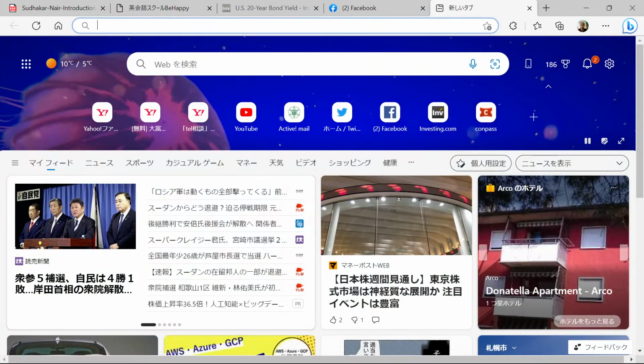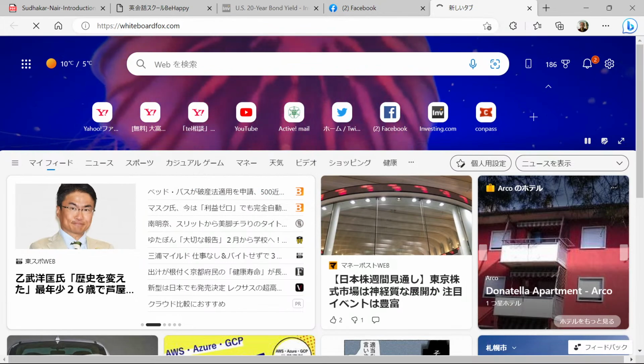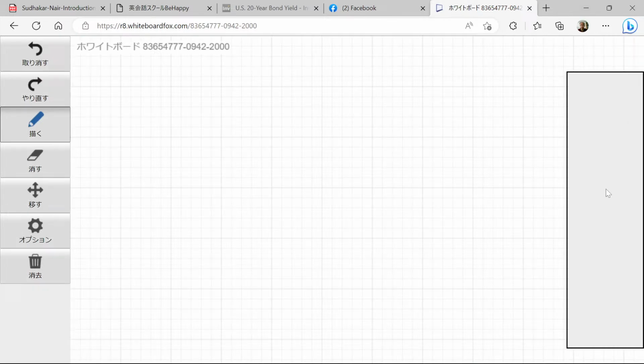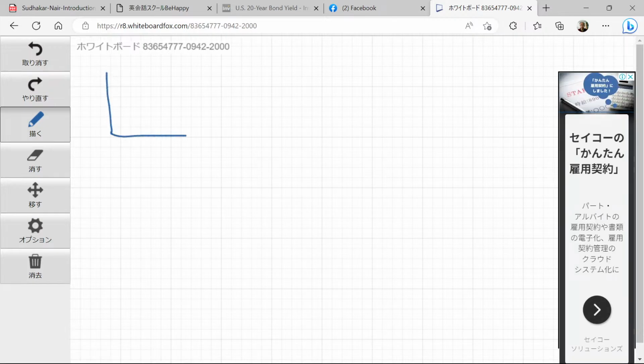Actually, it's simple. So I can use whiteboard. Unfortunately, they started putting ads here. Let me see. See here. I don't think we had this one before. Advertisement they started putting.